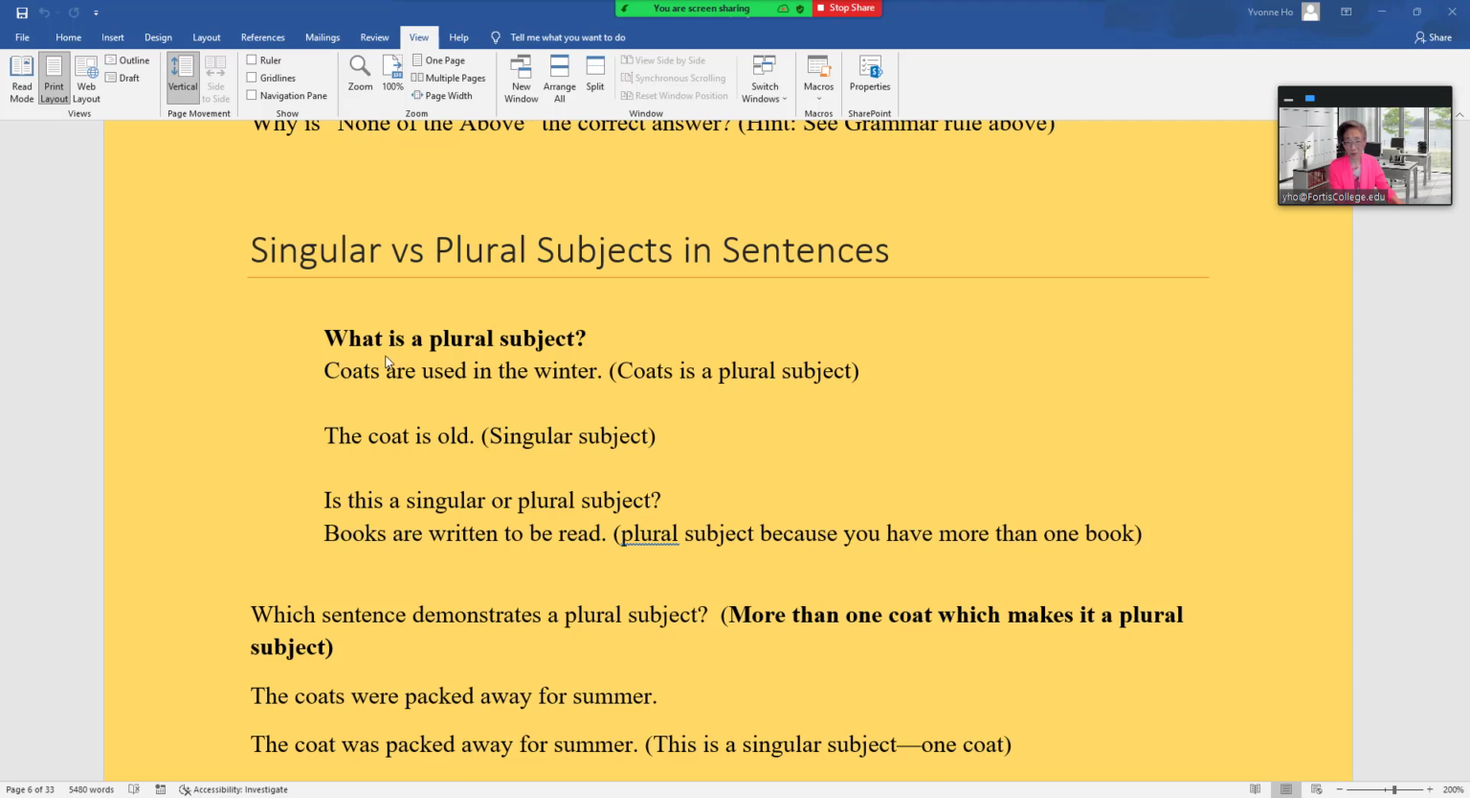And when we have a plural subject, we do not put an apostrophe S there. That's really important to remember. We just put simply an S when we want to make something plural. Is this a singular or plural subject? Because you see an S, more than one book, then you know that it is a plural subject.